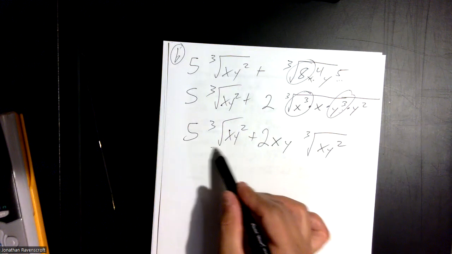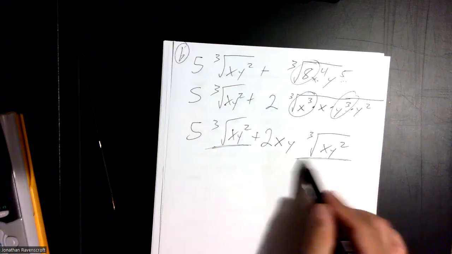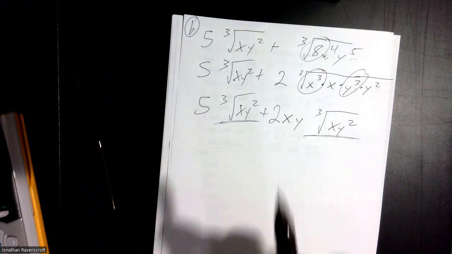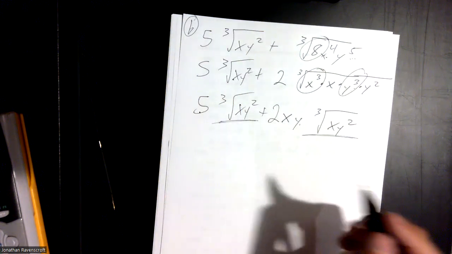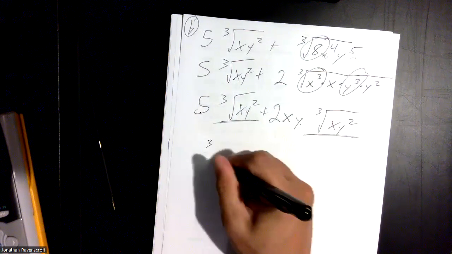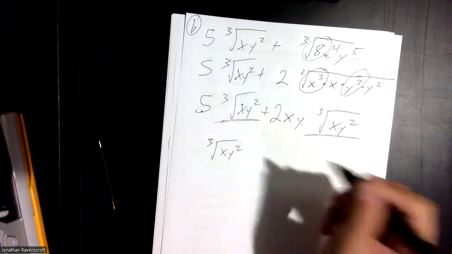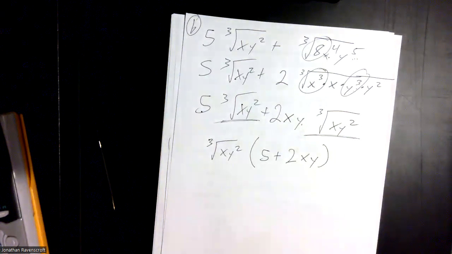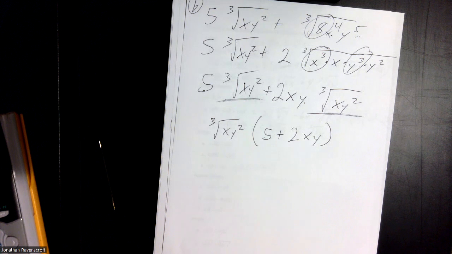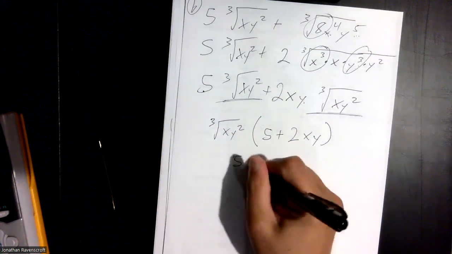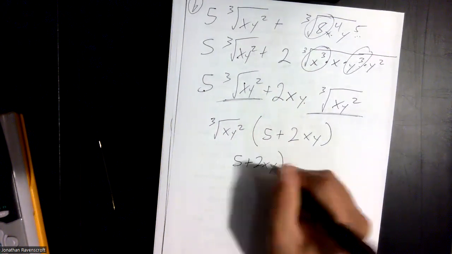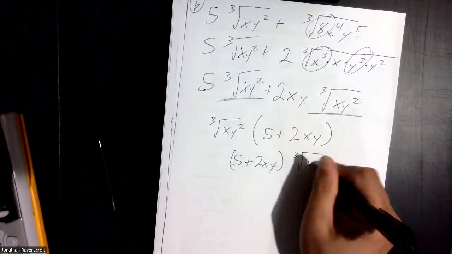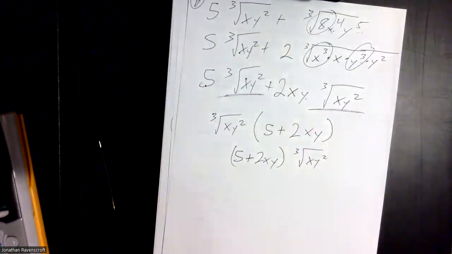Now notice we get the same thing. Cube root of xy squared, cube root of xy squared. We can't really add 5 plus 2xy, but I can factor this out and say that's cube root of xy squared times 5 plus 2xy. Which is correct. A lot of times the textbook will write the radical last. So if you look in the solution manual or the back of the book, you might see something like 5 plus 2xy times the cube root of xy squared. Just keep in mind those are the same thing.